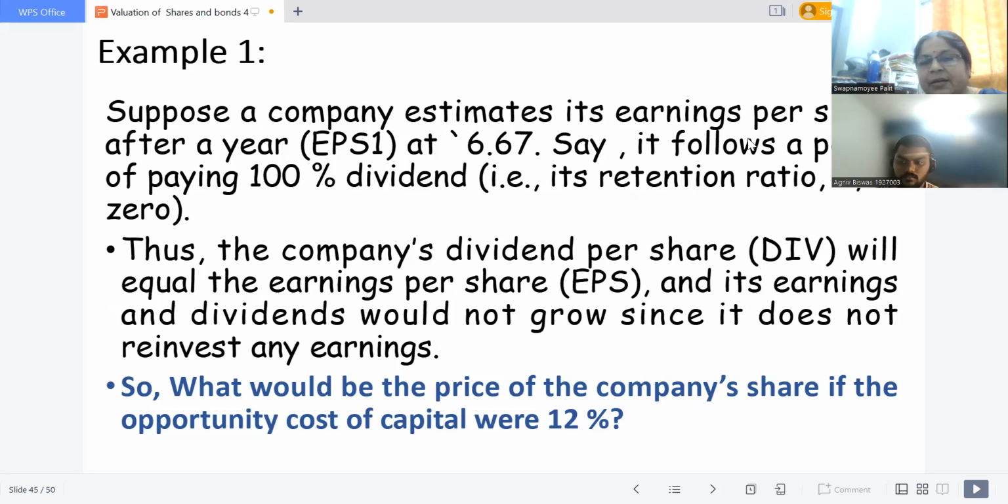So what you will see, the company's dividend per share will equal its earning per share because there is no retention. Whatever earning per share is there, it will be given as dividend. So its earning and dividend will not grow since it does not invest anything in future earning. So what would be the price of this share if the opportunity cost is 12%?